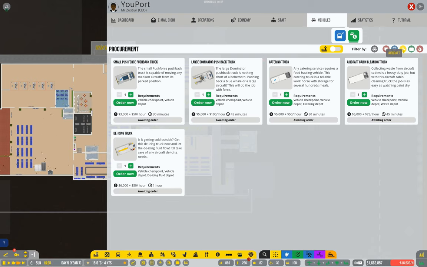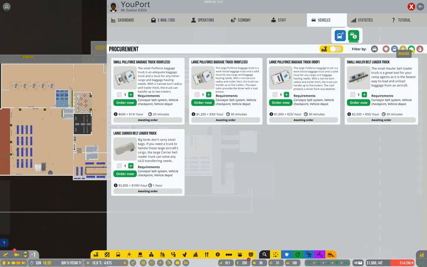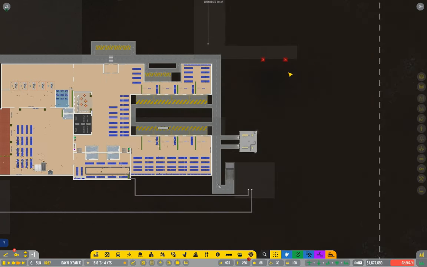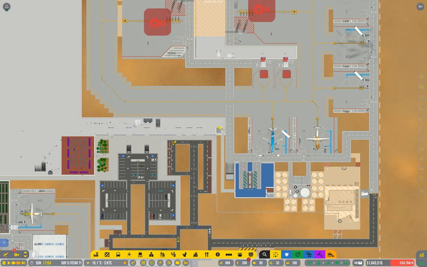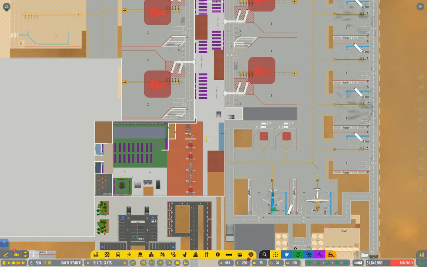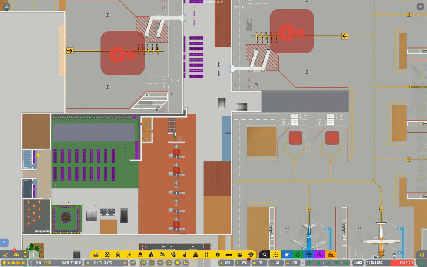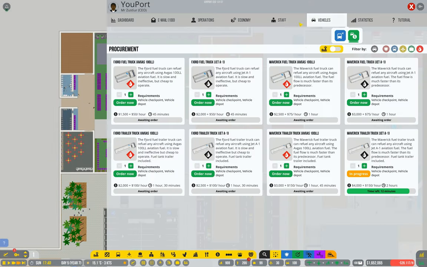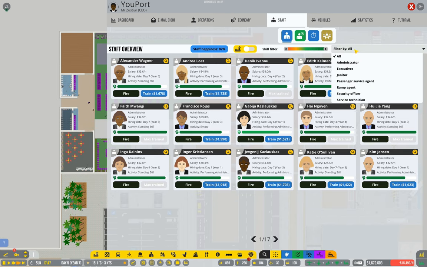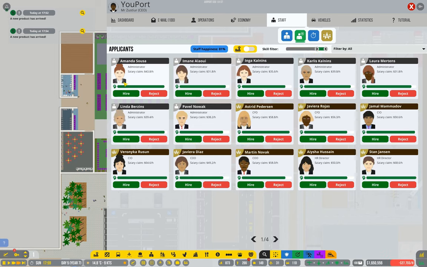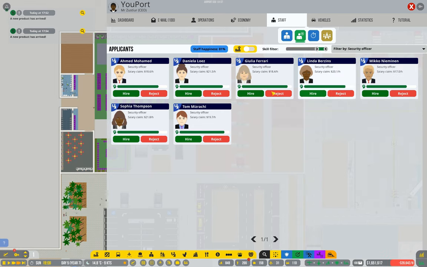Catering and cleaning is something we haven't worked on yet. That will be coming soon-ish, I think. Yep, I think that's everything we need. Definitely making progress. Do I have enough security staff? No, I don't. Sorry, I said security. Thank you.